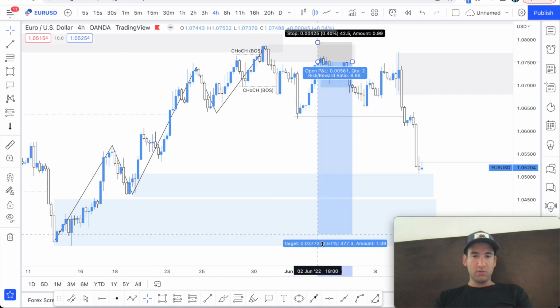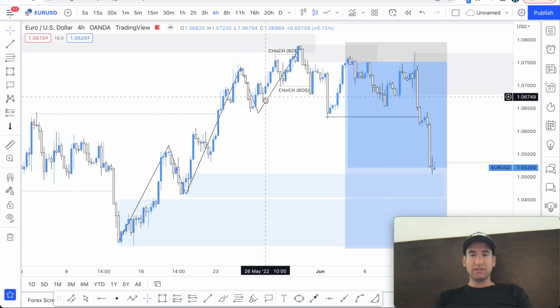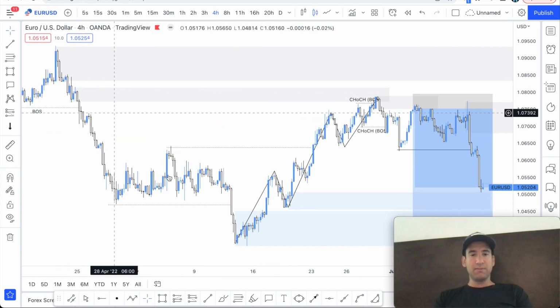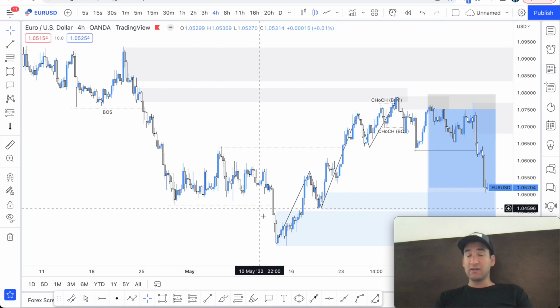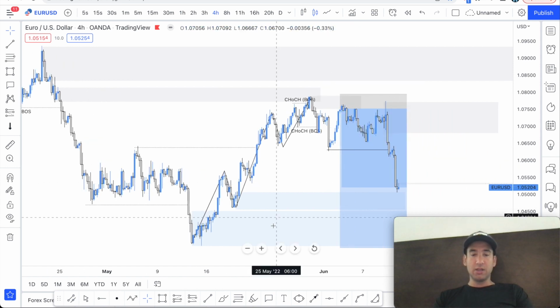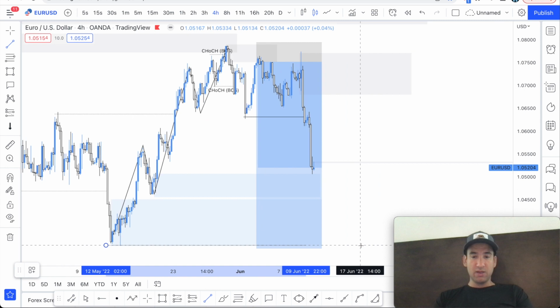Okay, we look to target this low down here only because our major structure is telling us that price is still bearish, right? If you see all this huge area where price impulsively moved to the downside, nothing has broken this high, therefore we can look to target this low with confidence, okay? So we'll target this low here, right?